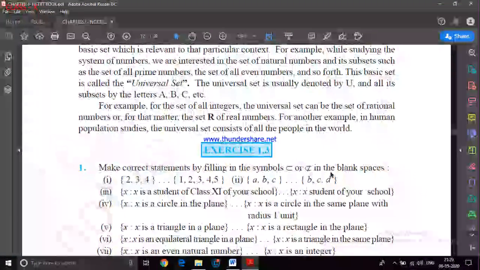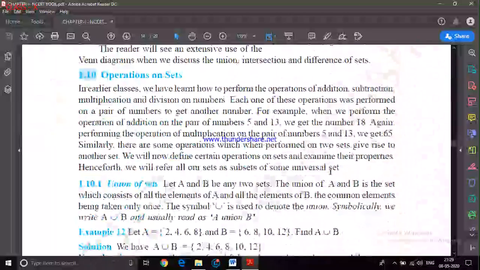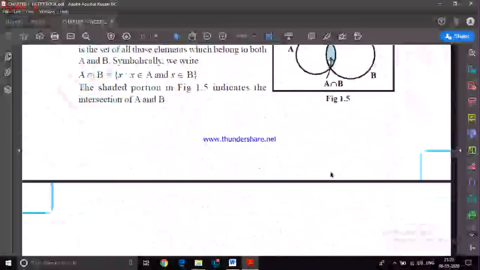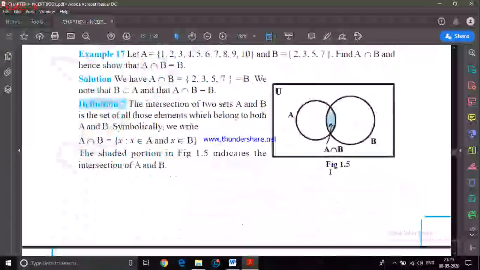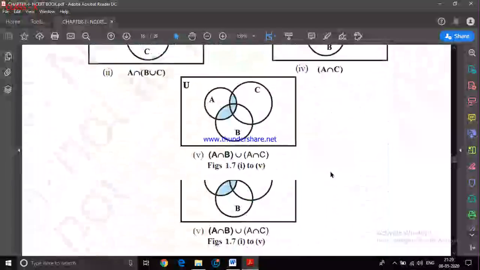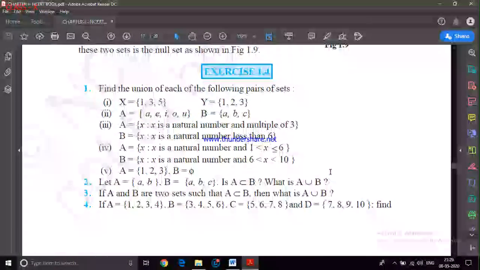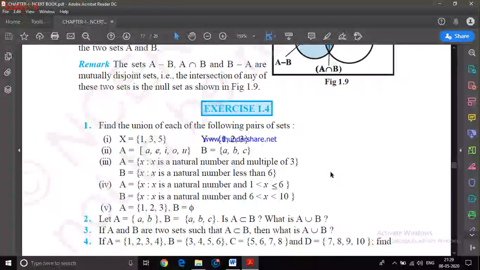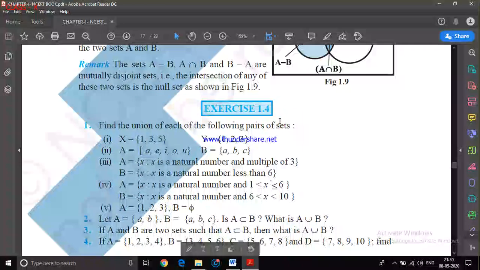I think 1.3 we already finished. Intersection, these all given, properties are given. These all diagrams are available in the textbook also. Now find the union of each of the following pair of sets.